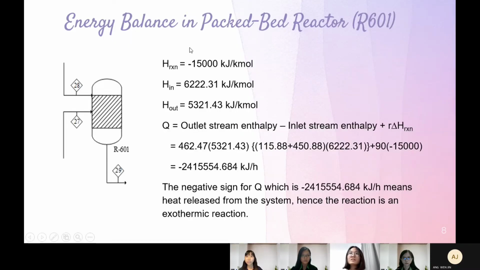For the energy balance, first we will find the heat of reaction and then the enthalpy for the inlet and outlet. Using Q equals outlet stream enthalpy minus inlet stream enthalpy plus the heat of the reaction, we get a negative value, which means that heat is released from the system and the reaction is exothermic.